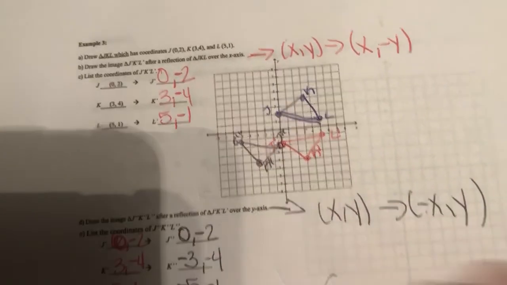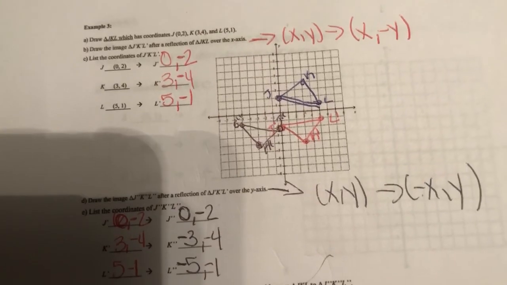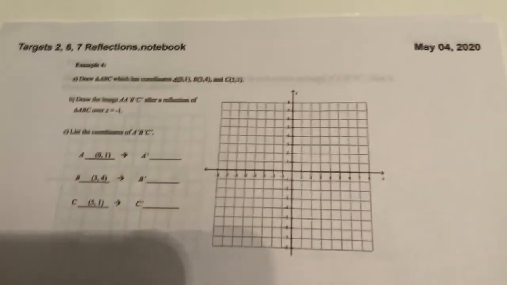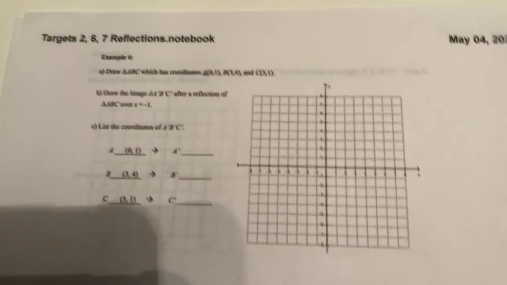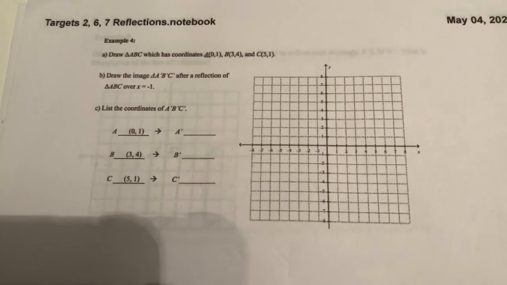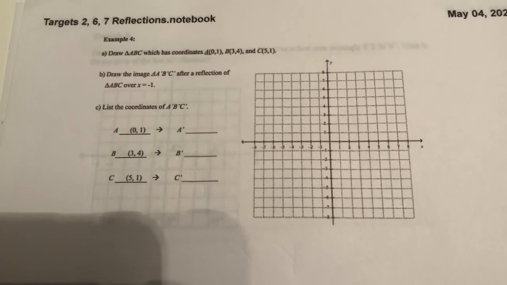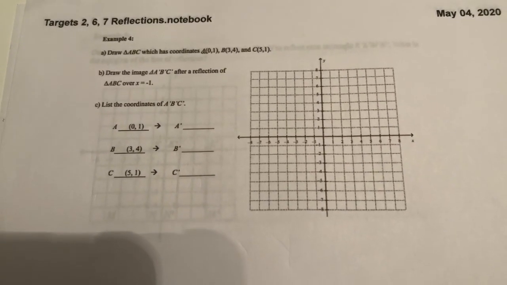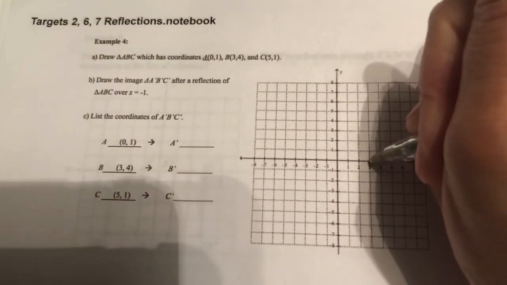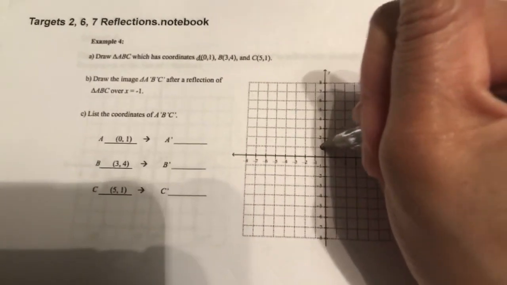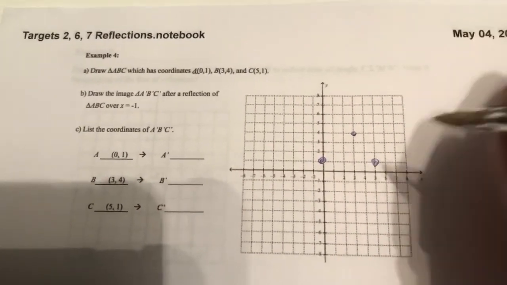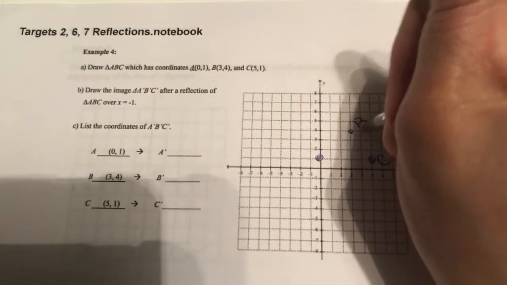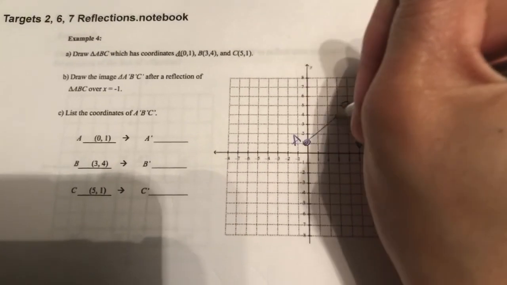All right? And we're going to skip the bottom 2 questions right now and go ahead to example 4. So for example 4, they asked us to draw triangle A, B, and C. We're going to use the same points we've been using: A is 0, 1, B is 3, 4, and C is 5, 1. So we're going to keep the same points so you can see how things differ over different line reflections.